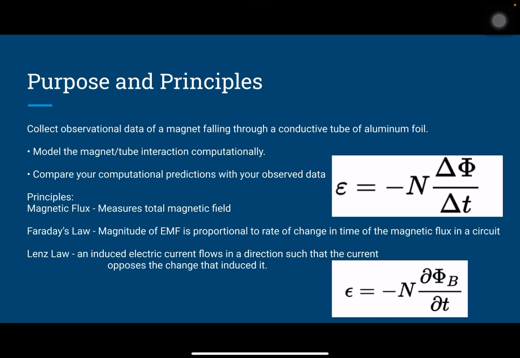The purpose of this lab is to collect observational data for a magnet falling through a conductive tube of aluminum foil. We make a model of the magnet and tube, and we compare the computational predictions with my observed data.